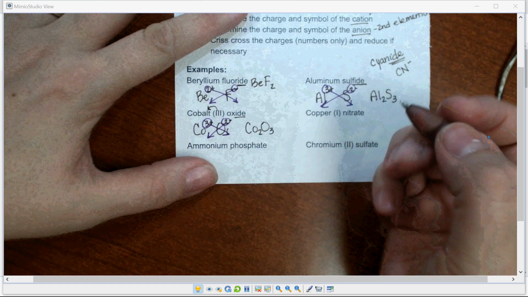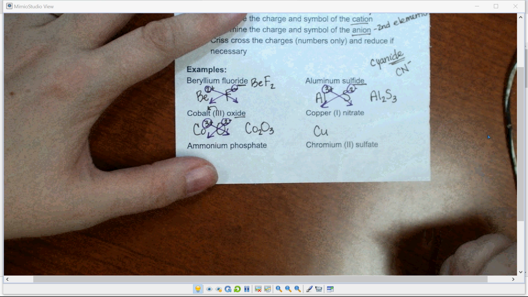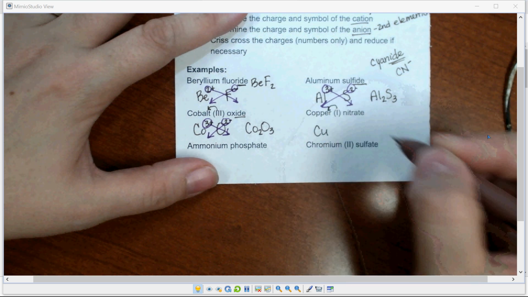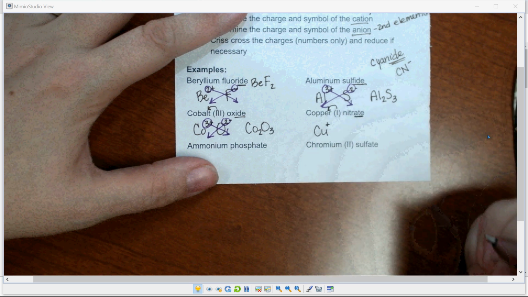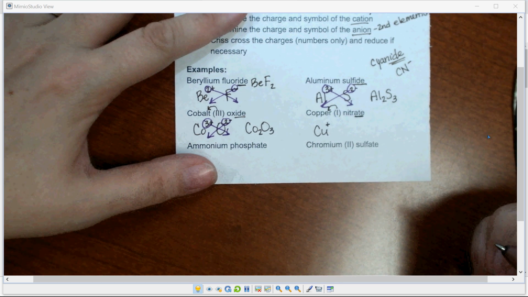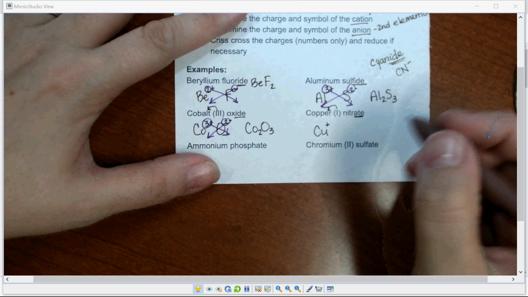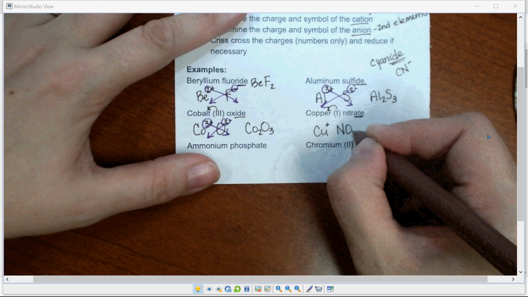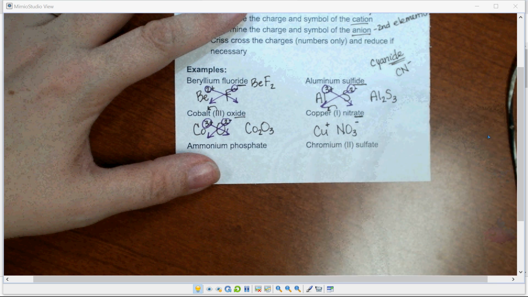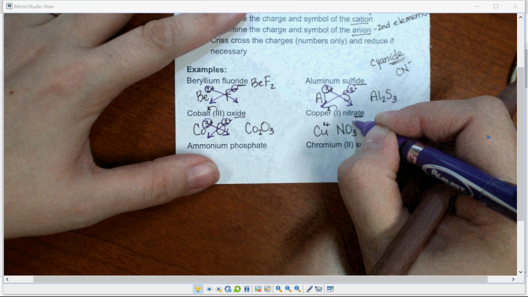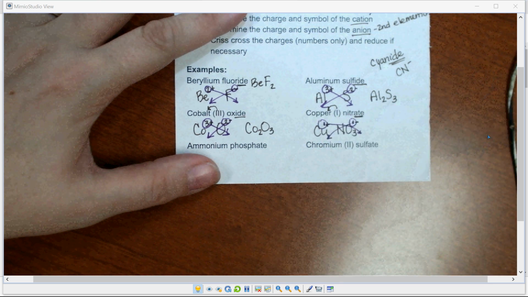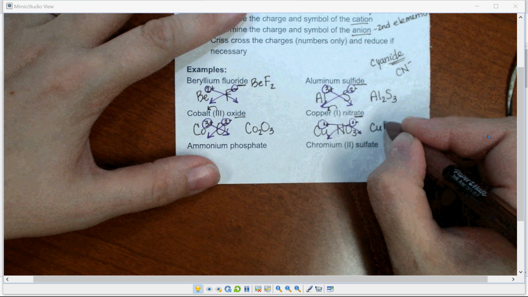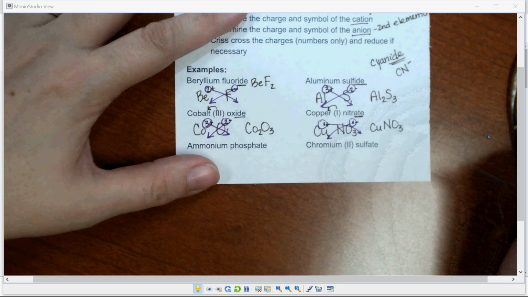Then copper 1 nitrate, Cu. That Roman numeral 1 tells me this is a +1. Nitrate, since it ends in ate, that's a good clue that you need to check your periodic table or your polyatomic ions list. And you find that nitrate is NO3 with a 1- charge. When you take those ones and you swap and drop them down, you end up with a 1-to-1 ratio between Cu and NO3.